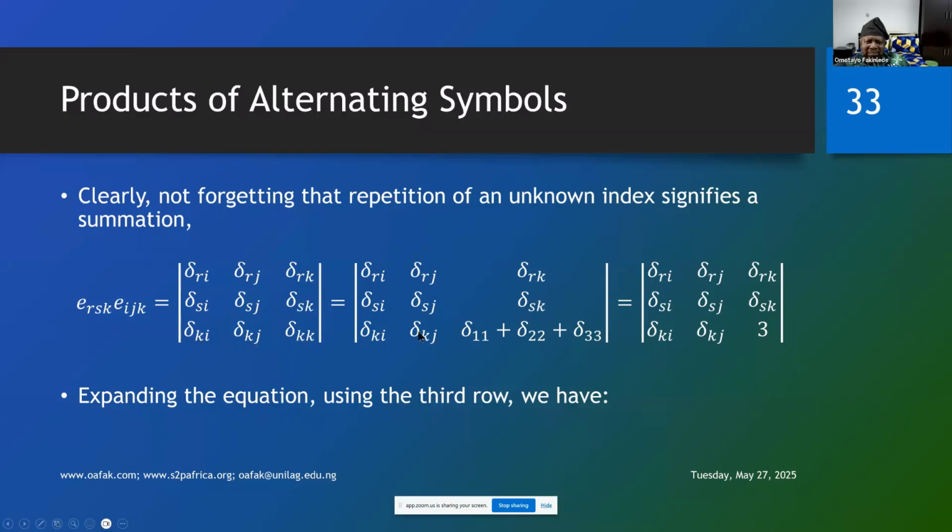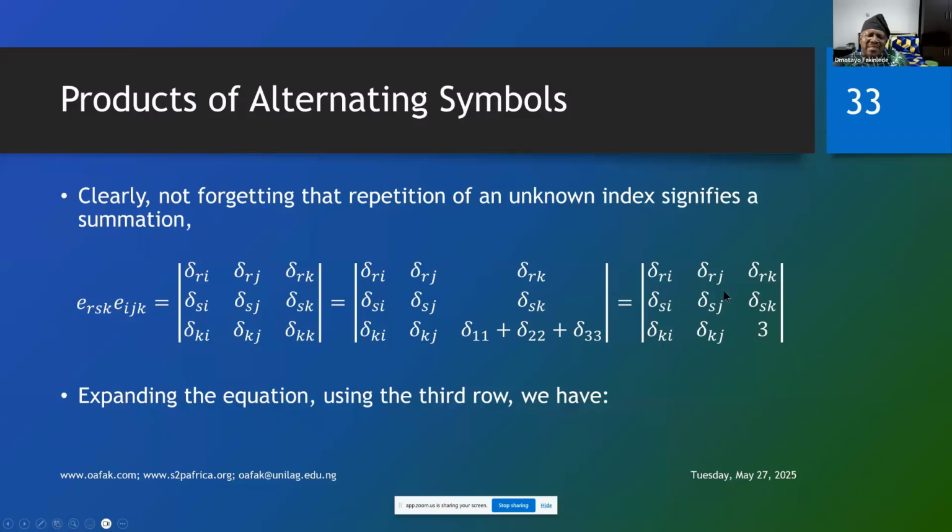And you will see that when we write out this corner piece here, delta KK is written as delta 1,1, delta 2,2, delta 3,3, in which case there is a summation implied. There is nothing like that in any of the others. And delta 1,1 is 1, delta 2,2 is 1, delta 3,3 is 1. When you add the three together, you get 3. So that is what you get when you allow the last indices to be equal.